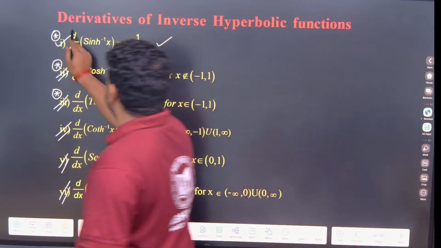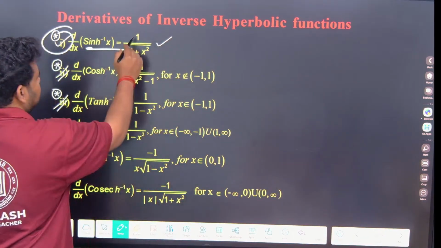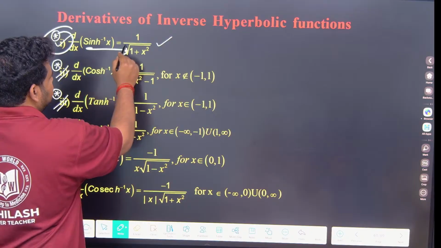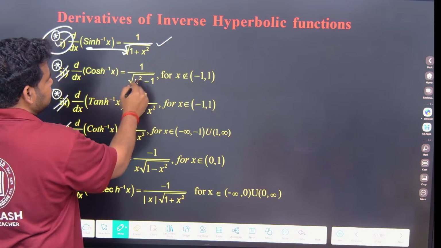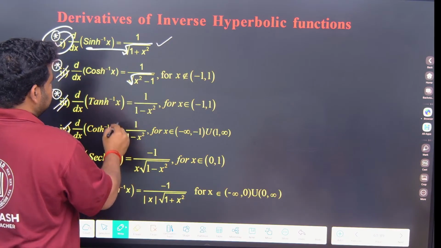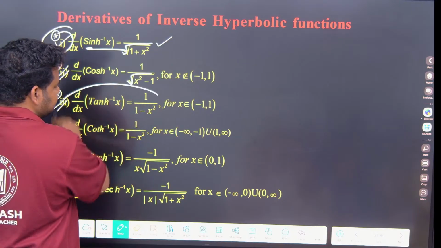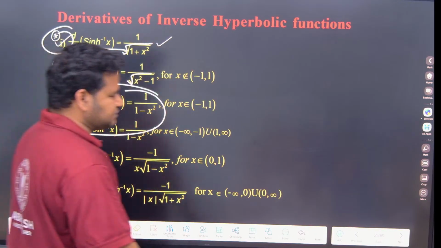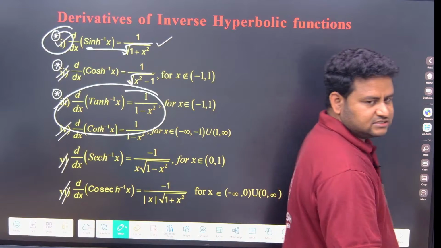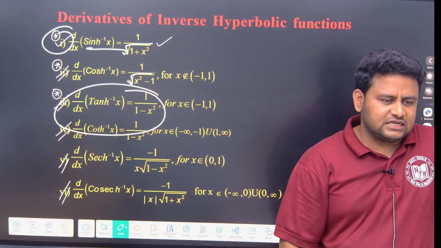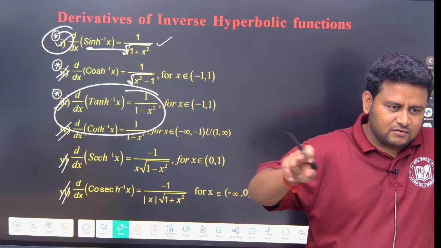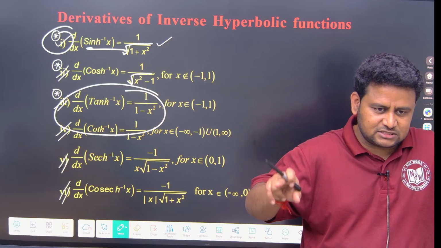This is highly important. Sin h inverse of x, the inverse hyperbolic, is 1 by square root of 1 plus x square. For cosec h it will be square root of x square minus 1. Tan h inverse of x and cot h inverse of x are the same. Sin h inverse of x there is 1 by square root of 1 minus x square, here it is 1 plus x square.